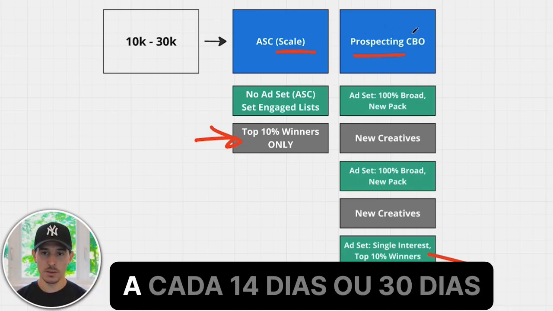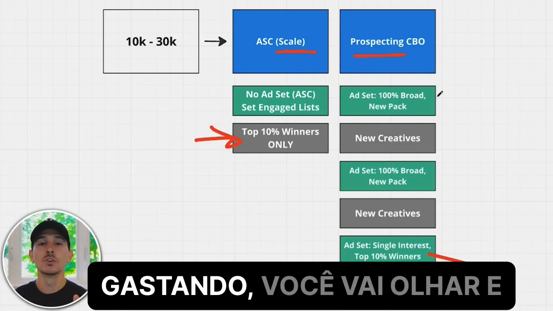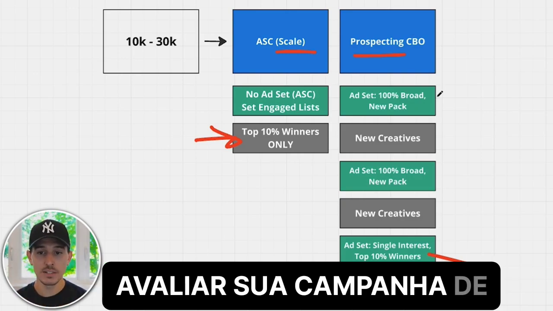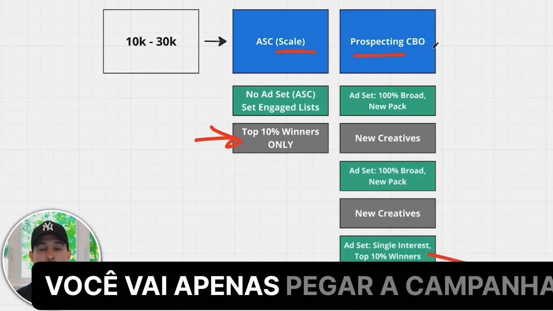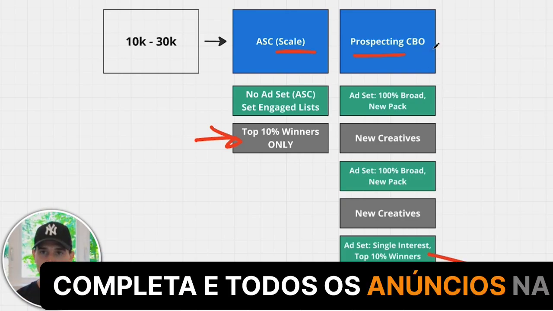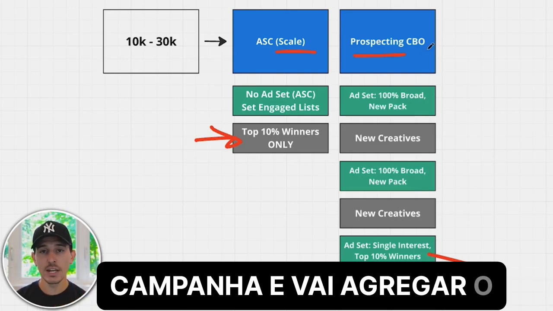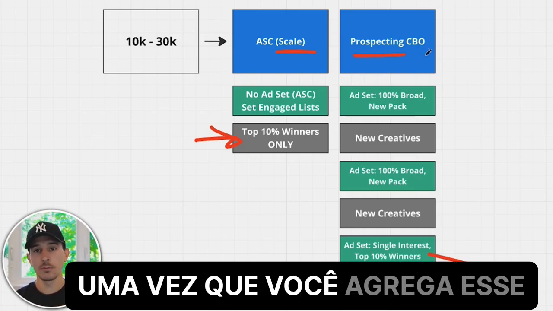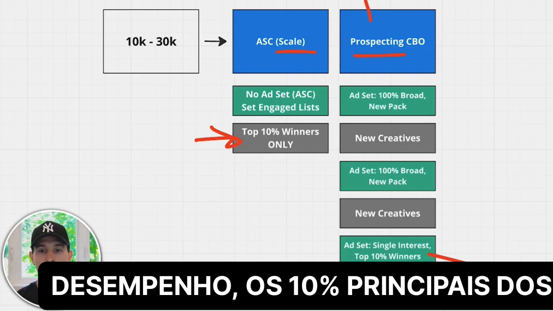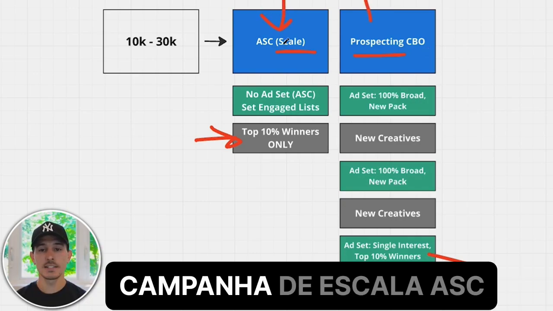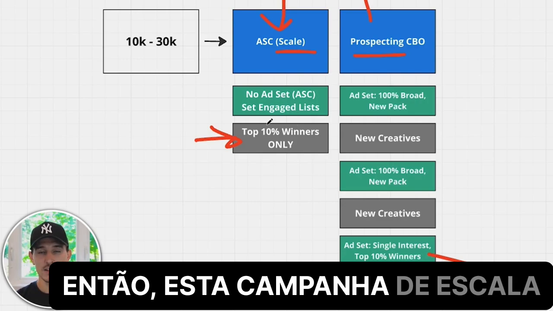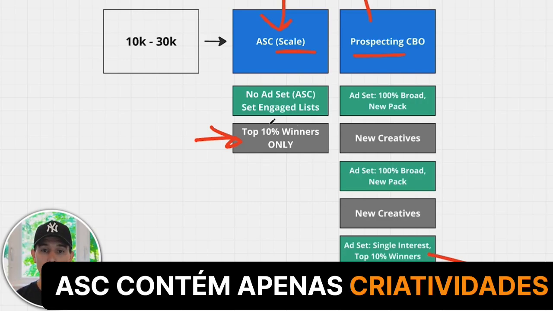this Advantage Plus campaign. Every 14 days or 30 days, depending on how much you're spending, you're going to look and survey your prospecting CBO campaign. You're just going to take the full campaign and all of the ads in the campaign, and you're going to aggregate the performance. Once you aggregate that performance, the top 10% of ads get rotated into the ASC scale campaign. So this ASC scale campaign only contains winning creatives.